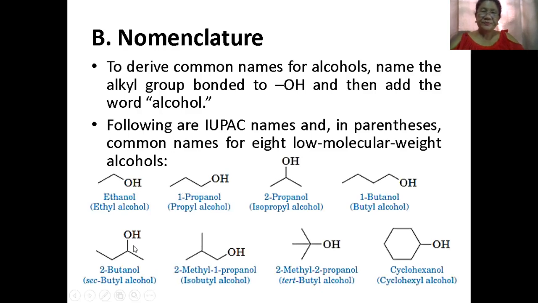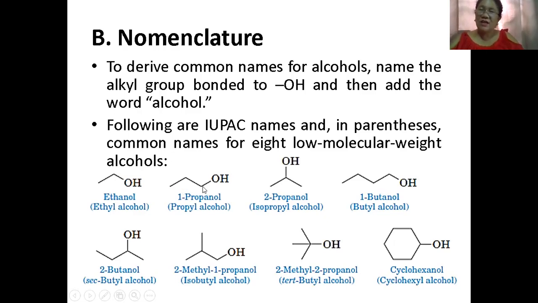So here, this is ethyl alcohol. This is the common name in parentheses, and its IUPAC name is ethanol. Ethyl alcohol or ethanol. How many carbons are there in ethanol? There are 2. You should not count it as 1. That is 1, 2.